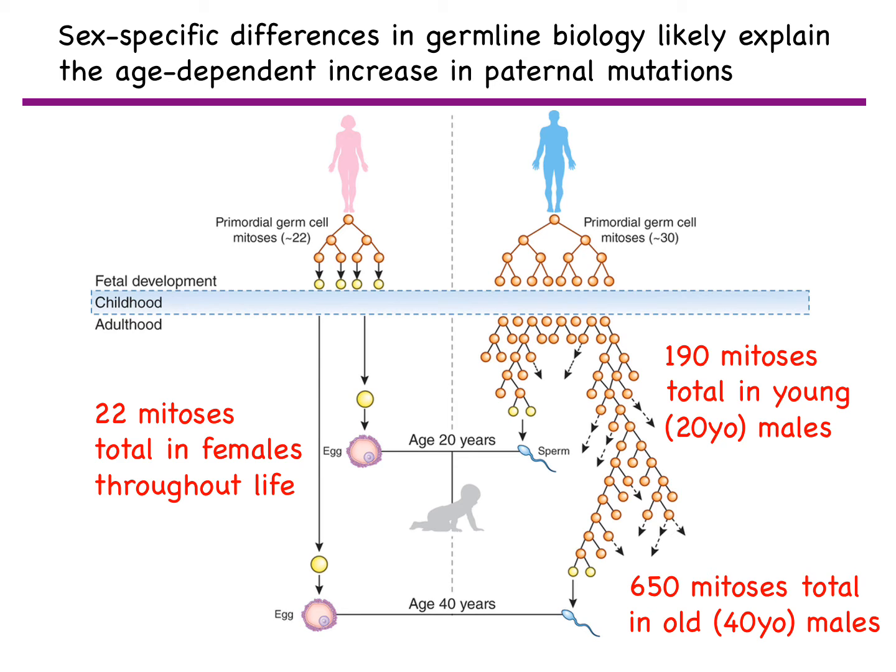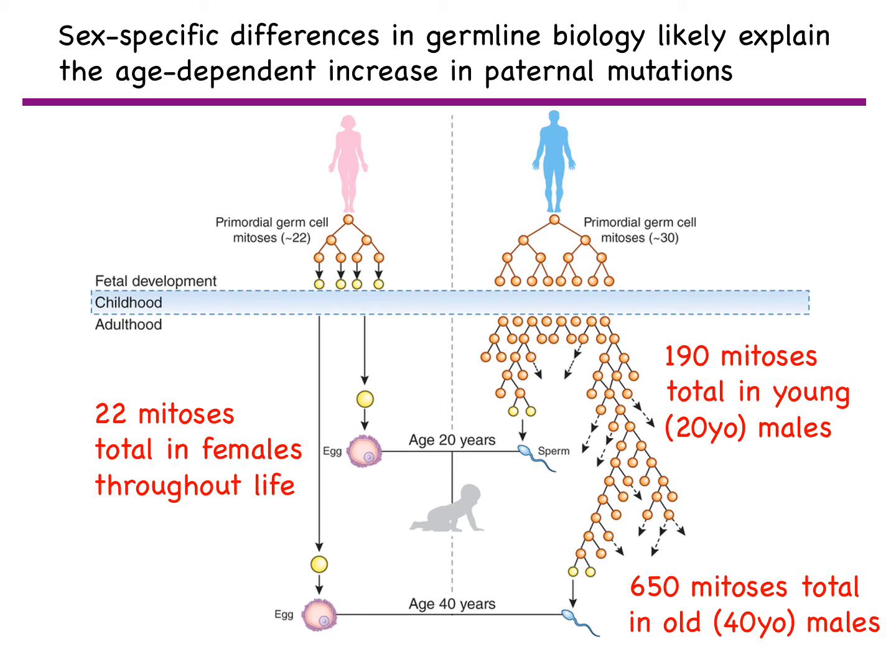So if you look at the difference here, it's surprising that the number of mutations passed on from older fathers is only maybe about 2 times more than from females. You might think, looking at this, that the number of mutations passed on by males would be more in the order of 20 times more, because of the number of increased mitoses.